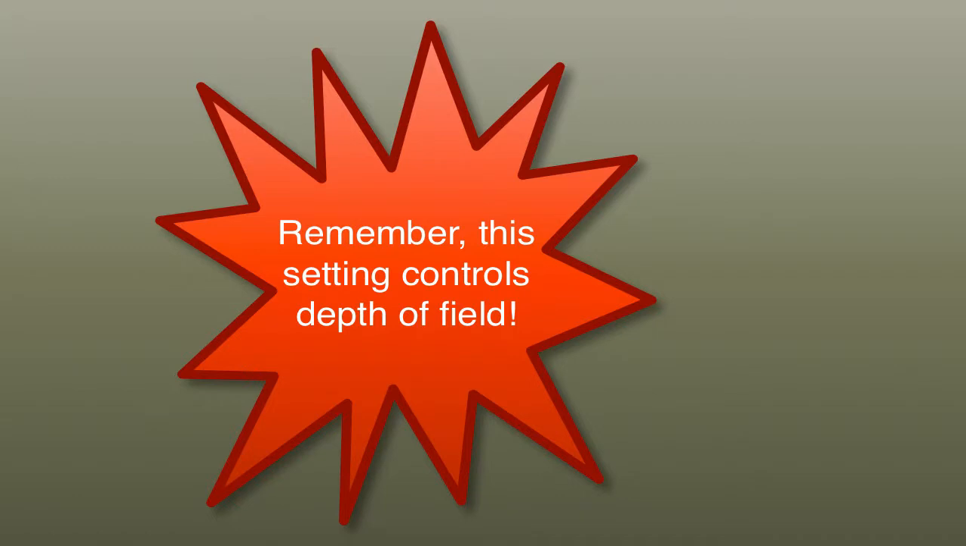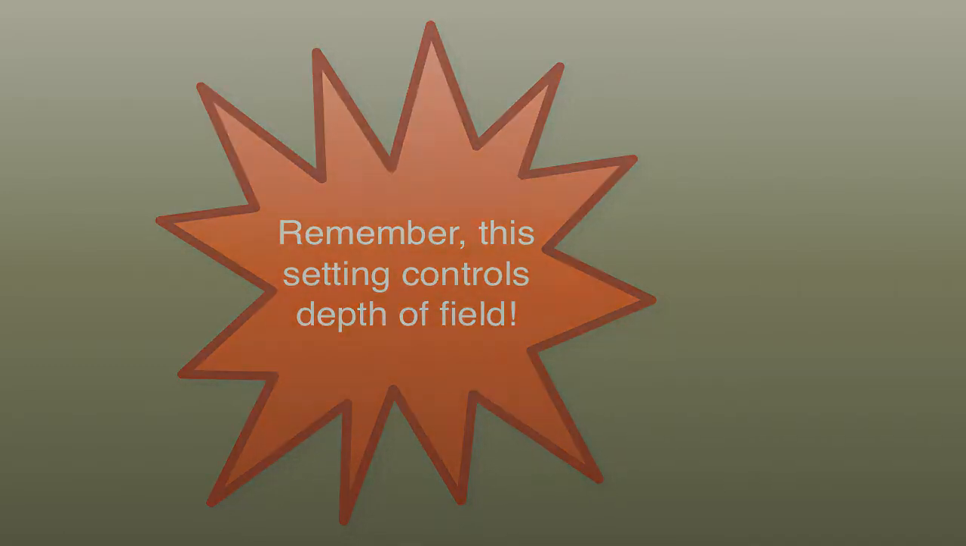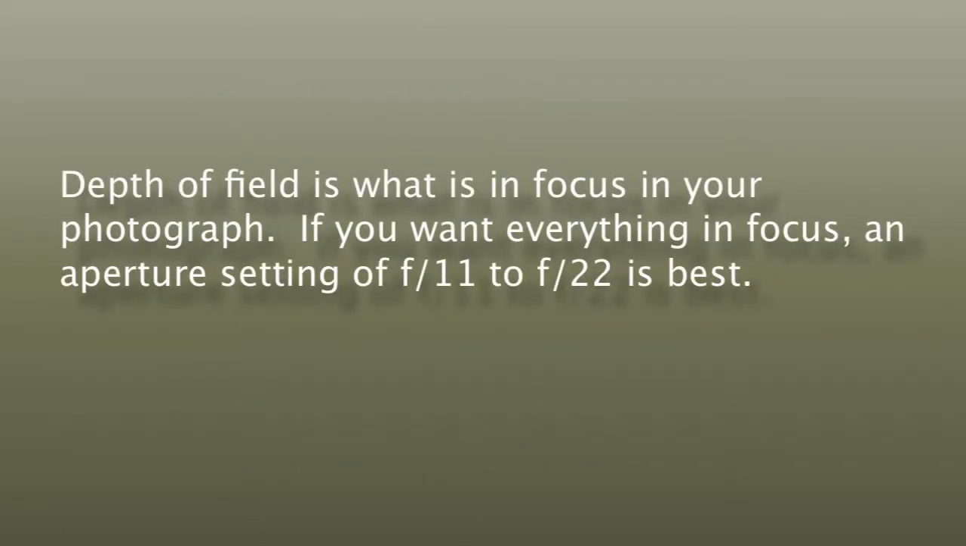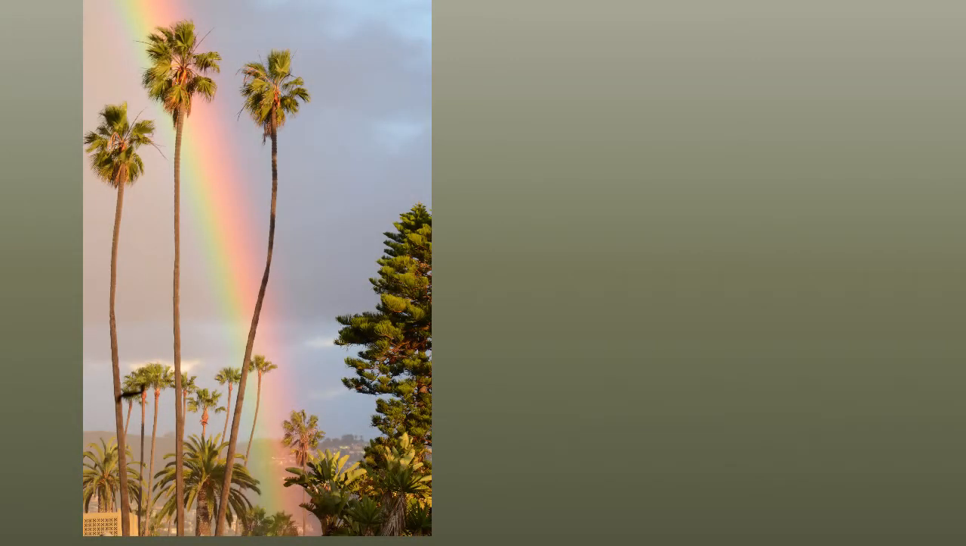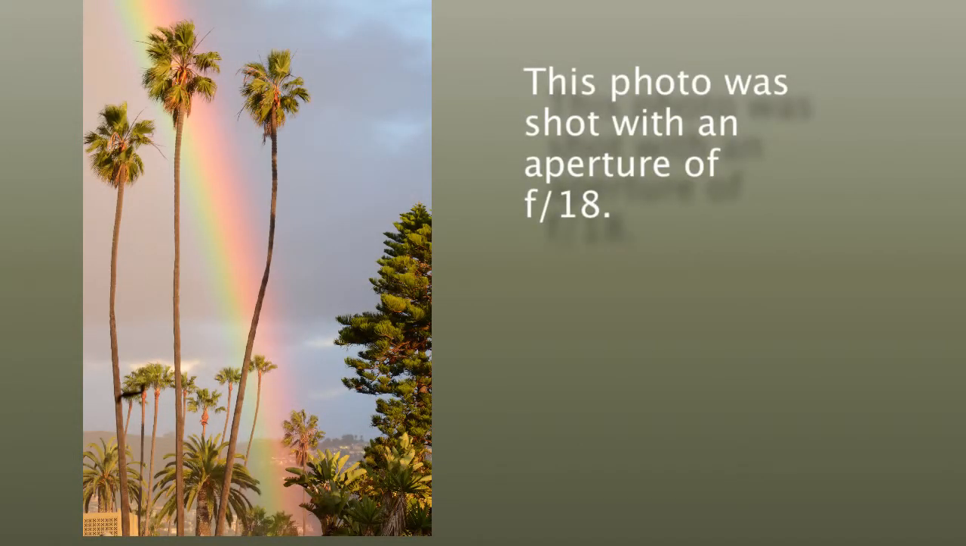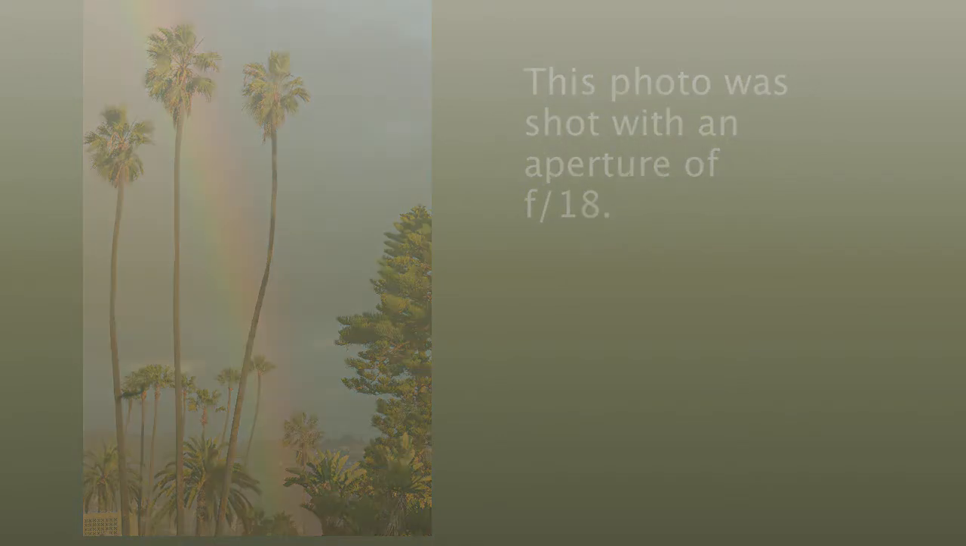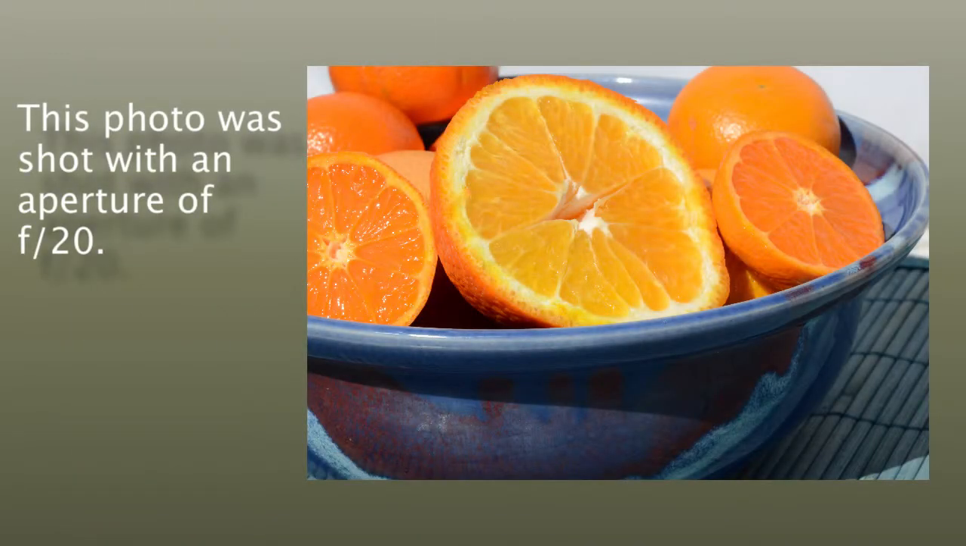Remember, this setting controls depth of field. Depth of field is what is in focus in your photograph. If you want everything in focus, an aperture setting of f/11 to f/22 is best. Here's an example. Notice how everything up close is in focus, and even everything in the distance is also in focus. This was shot with an aperture of f/18. This photo was shot with an aperture of f/20. Once again, everything is in focus.